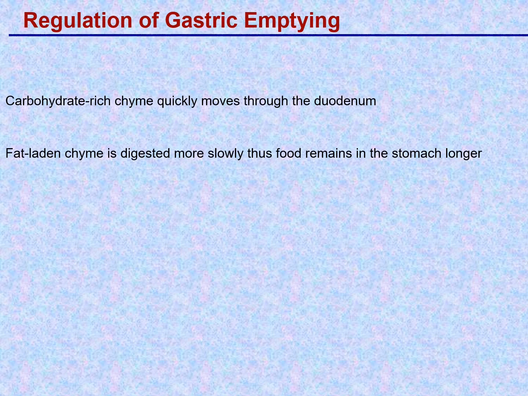Carbohydrate-rich chyme can move quickly through the duodenum. However, if the food that you've been eating has a lot of fat in it, so you have fat-laden chyme, that's digested much more slowly and remains in the stomach longer, and actually remains in the duodenum longer because it has to undergo more processing. And that's the end of Unit 8, Part 2.